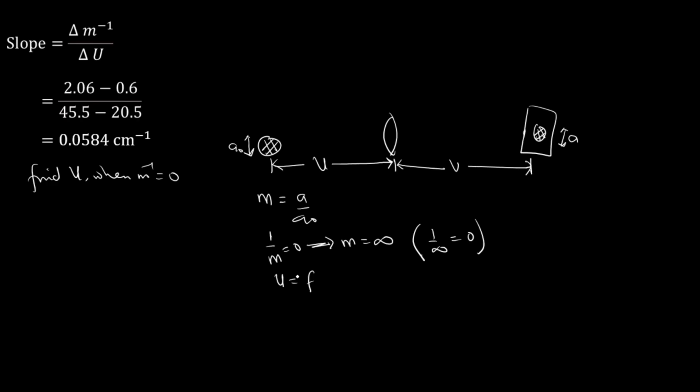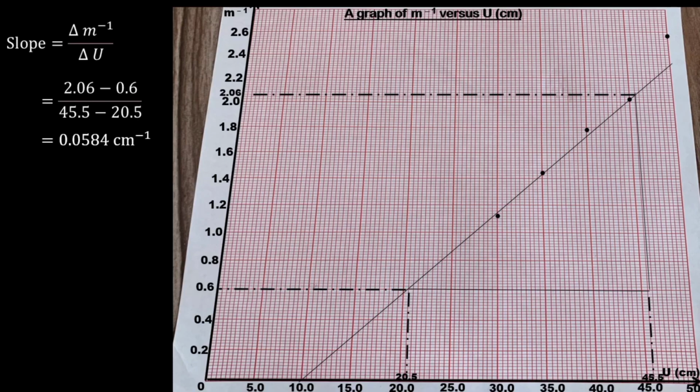So how do we do that for the graph that we have in front of us? Let us go back to our graph. This is our graph. Now the value of u when m inverse is 0, how do we get that? This is our m inverse here. We trace it down to 0. It is 0 at this point here.